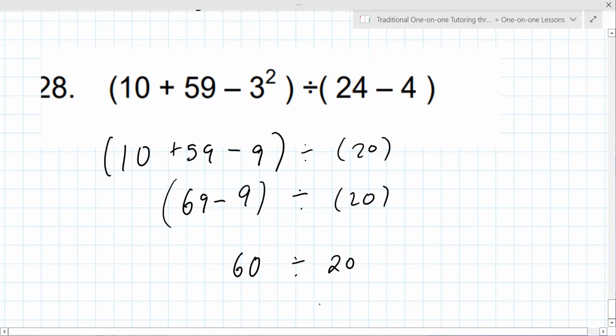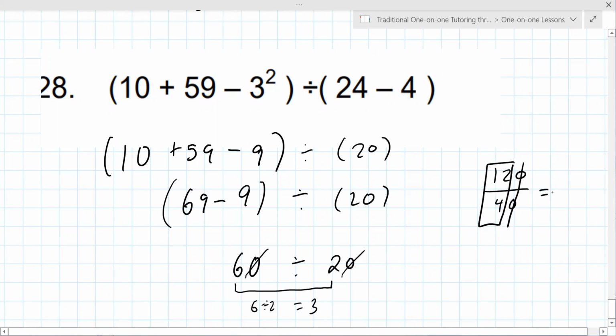Hang on. What's 6 divided by 2? 6 divided by 2 is 3. Yes. The zeros just cancel. Oh, okay, so 30. Like if I asked you 120 divided by 40, the zeros cancel, and it's really 12 divided by 4, which is 3. Okay. If I asked you 240 divided by 60, you cancel the zeros and you do 24 divided by 6. Yeah, the order really matters.